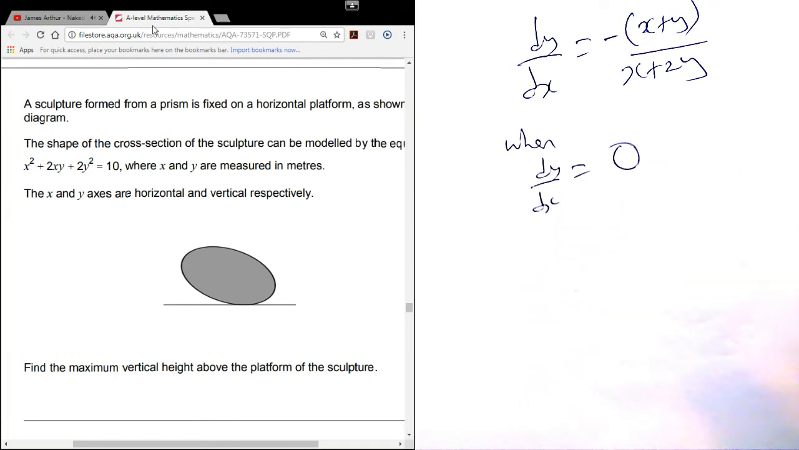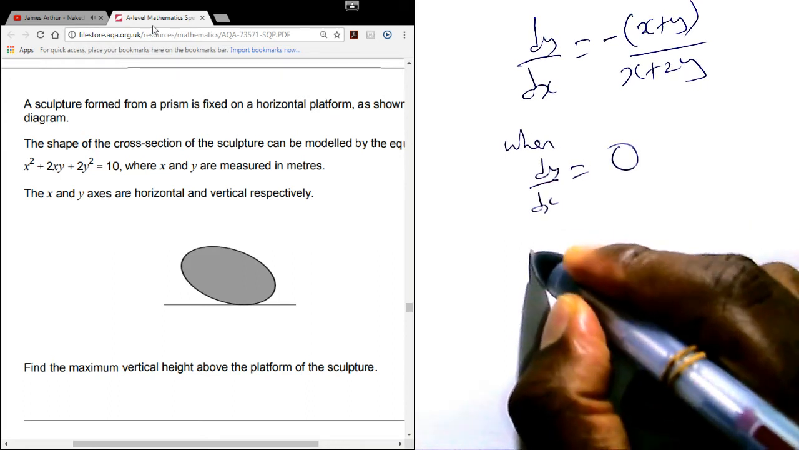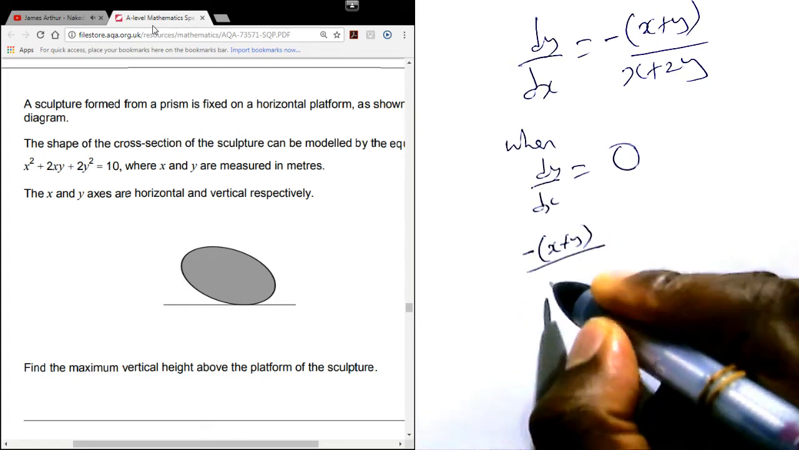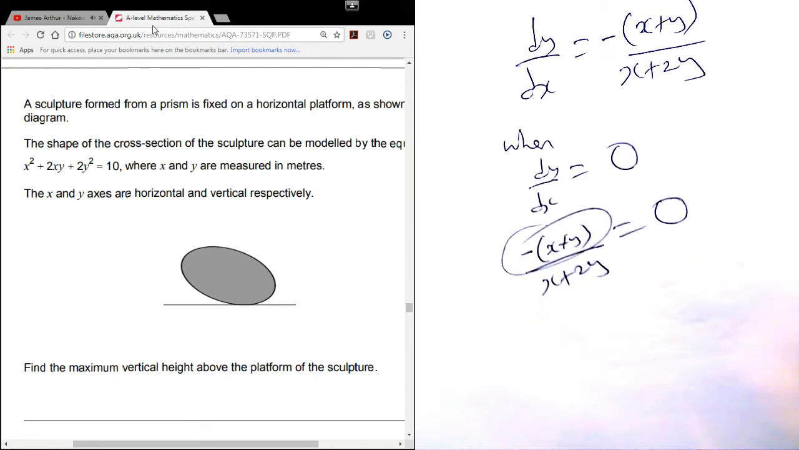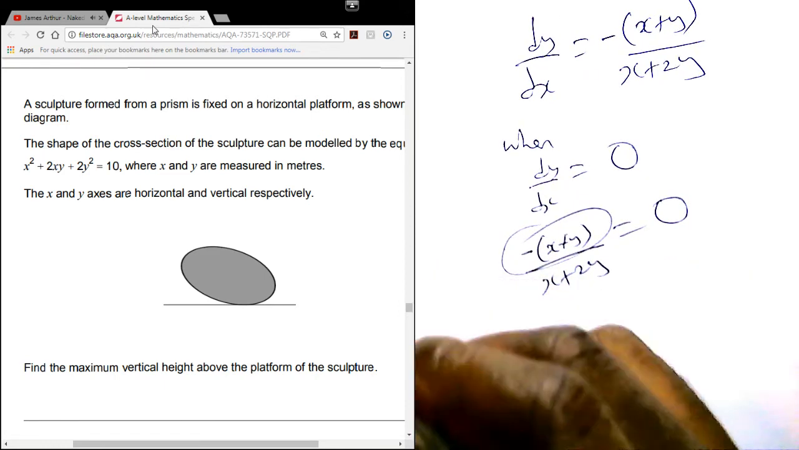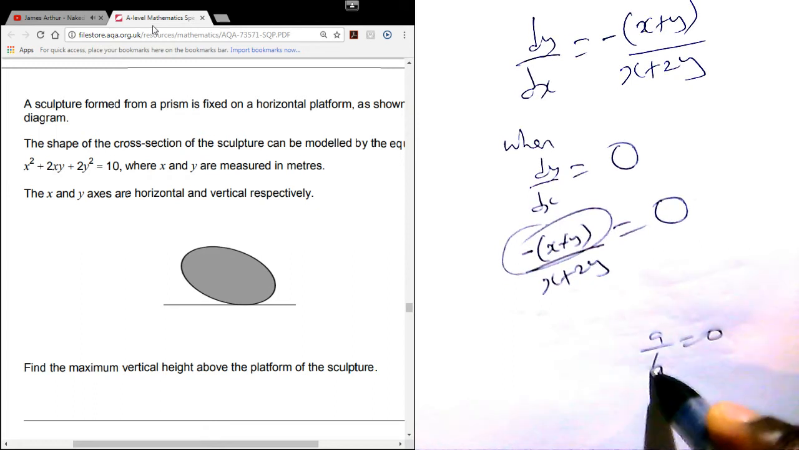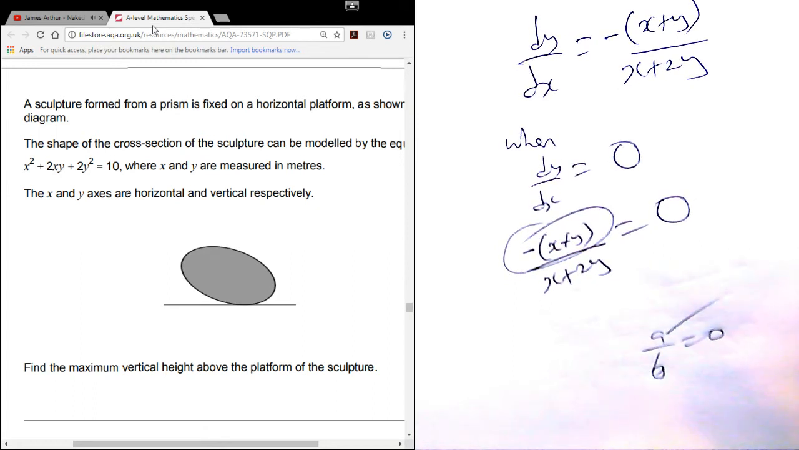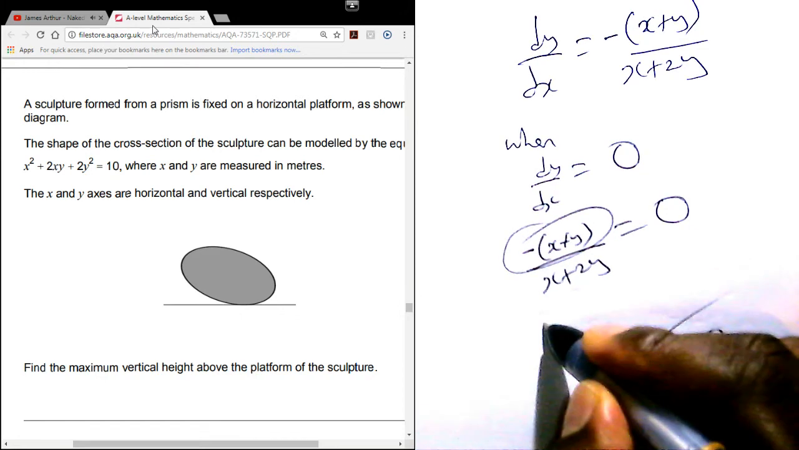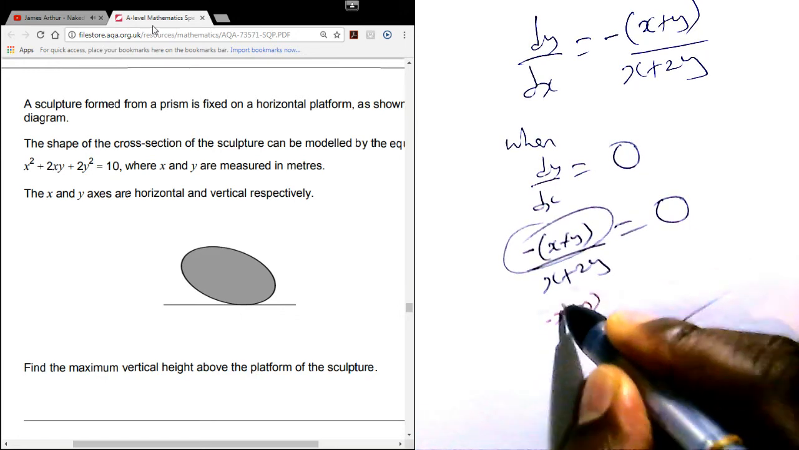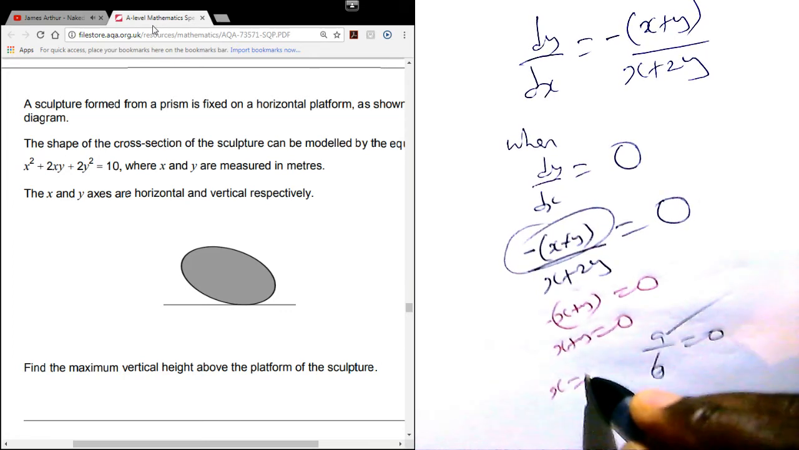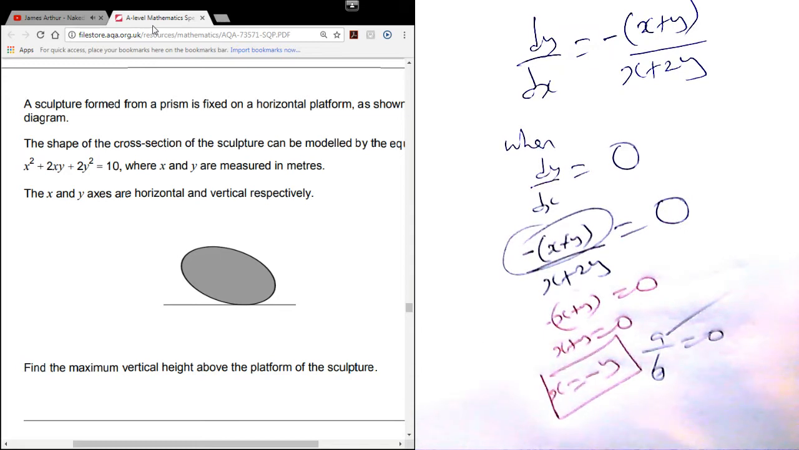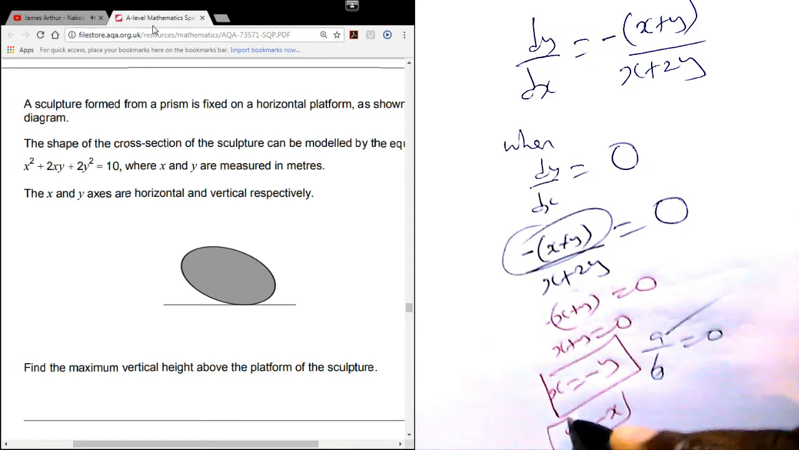What do you think about the x and y relationship when it has to be equal to 0? So we'd simply say if (negative x plus y) over (x plus 2y) must be equal to 0, then it means that the numerator must be 0, because if a over b is 0, b cannot be 0. A has to be the 0 guy. Okay, so if minus x plus y is 0, that means x plus y is 0, and that means x equals negative y. Or you can say y equals negative x, whichever.